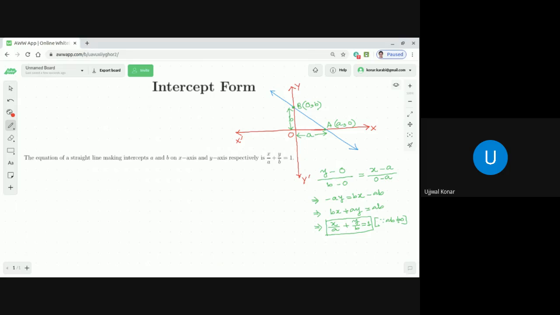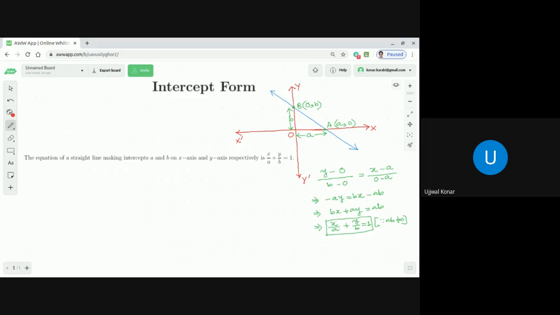Now we have seen how the straight line looks if we vary m and c with respect to positive or negative. When m greater than 0 and c greater than 0, the straight line looks different than when m greater than 0 but c less than 0. Then c greater than 0, m less than 0. Then both m and c less than 0. Like that.